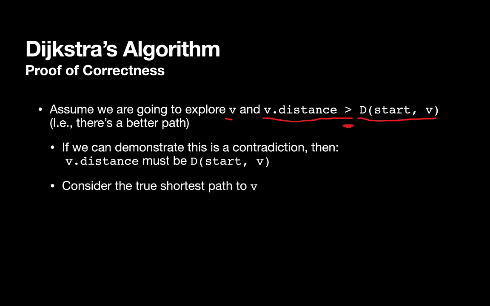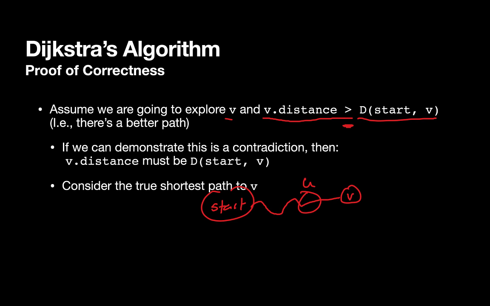Okay, so let's consider the true shortest path to our hypothetical node V. So we've got our V node out here somewhere. We've got our start, and we meander through various nodes, and eventually we get to V. We want to focus on the other nodes that this may go through. So we're going to put an intermediate node here, and I'm going to label that as U.